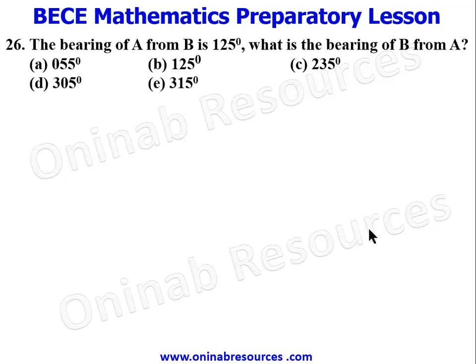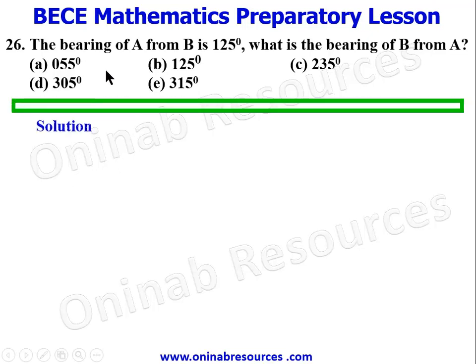The bearing of A from B is 125 degrees. What is the bearing of B from A? Still on bearing and distances. We are going to sketch this. So the bearing of A from B, we start our diagram from B. We start all our diagram from B. 125 degrees, starting from the North Pole. You move, this is 90. It will be between south and east. So we go, it stops here.